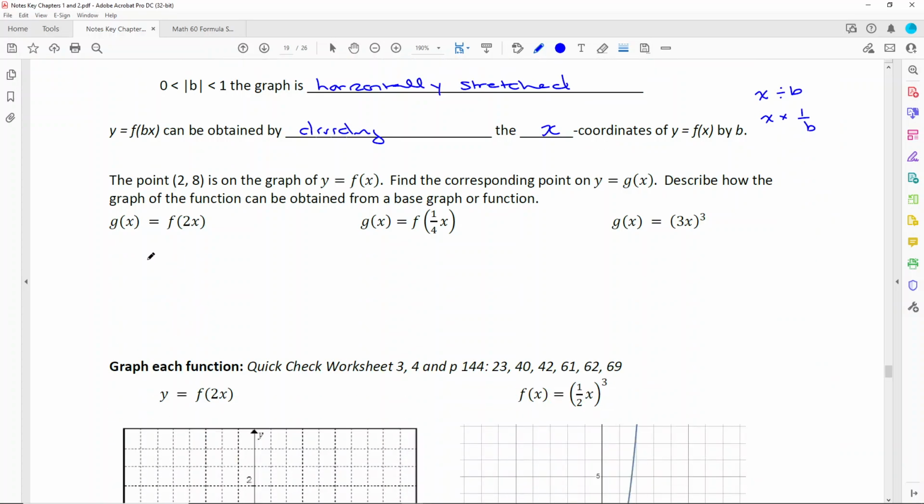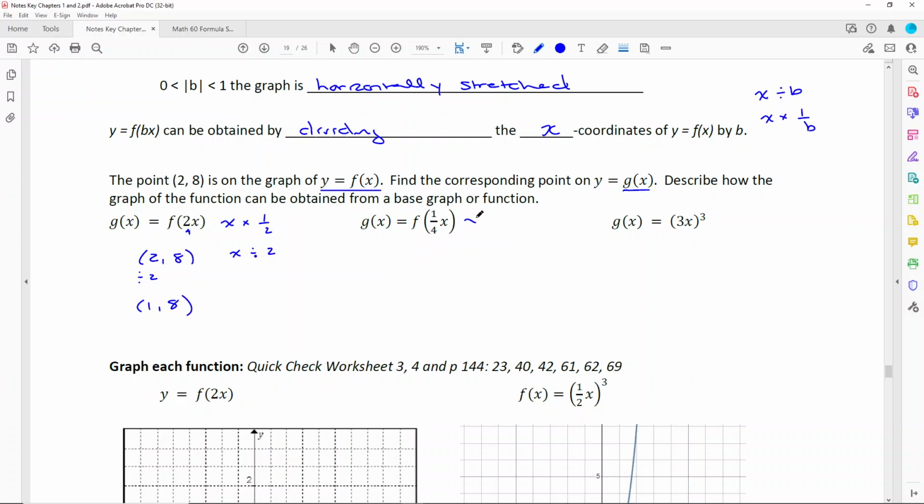So let's say I have a point (2,8) on the graph of y equals f of x. I want to find the corresponding point on g of x. Describe how the graph of the function can be obtained from the base graph. All right, so this one has a 2 in the bracket with the x. Again, you could think of this as x multiplied by 1 over b, or multiplied by a half, or you can just go x divided by 2. So I'm going to take the x values and divide by 2. My new point would be (1,8).